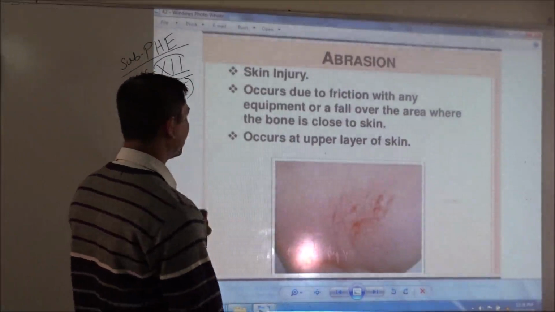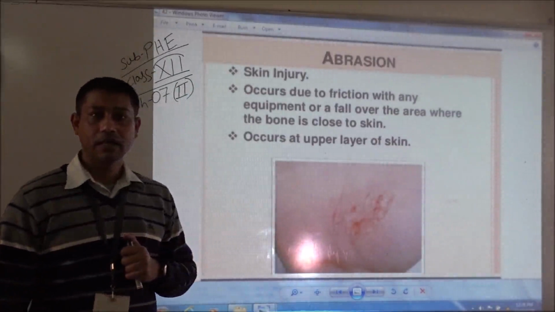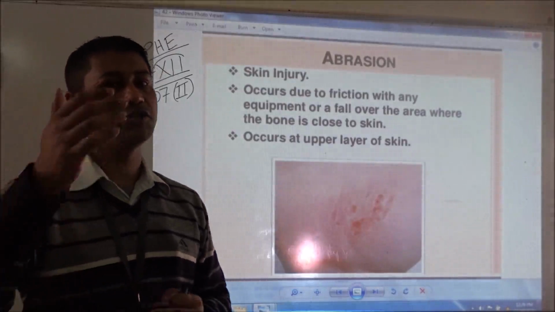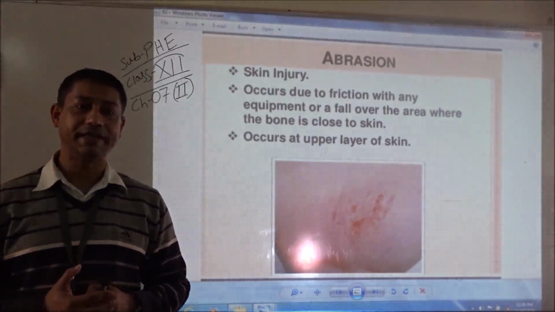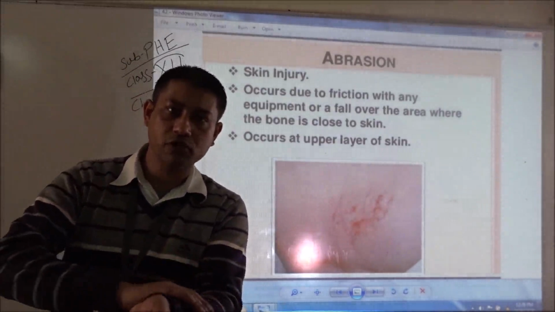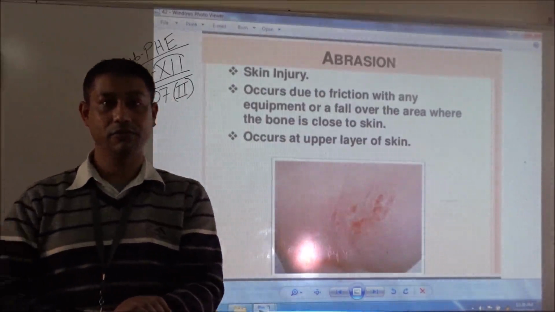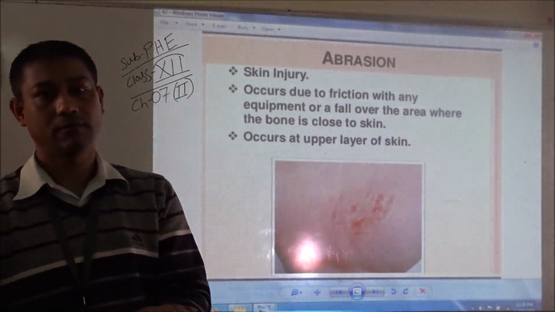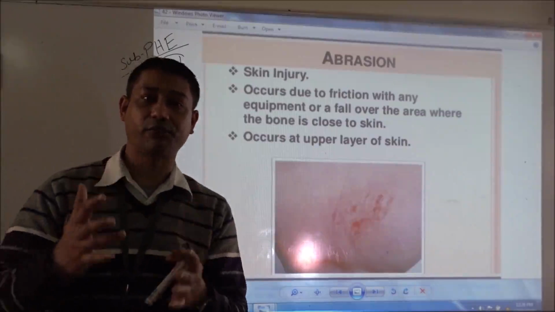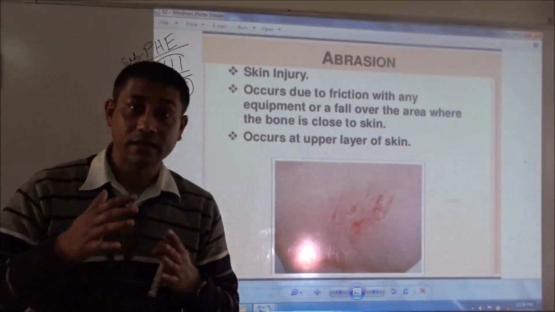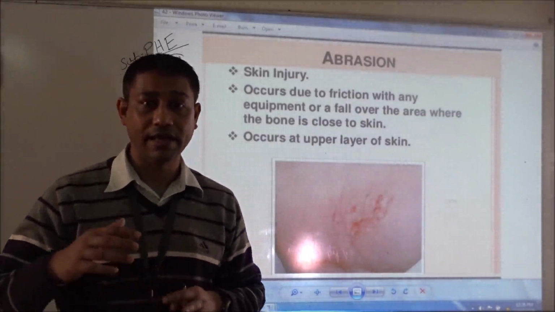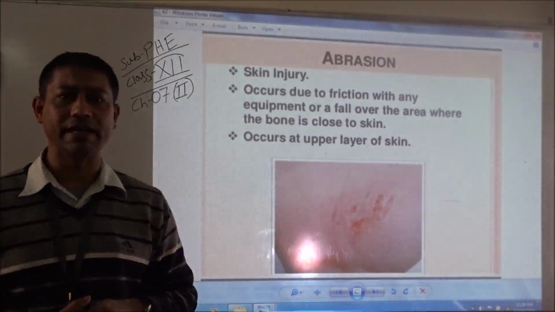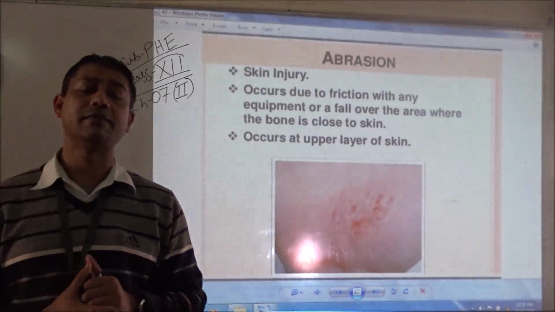Next one is abrasion. Another name of abrasion is superficial injury, because in abrasion the topmost layer of our skin, which is also called the superficial layer, gets rubbed against a rough surface. This is a very common injury in contact games and sports, students.